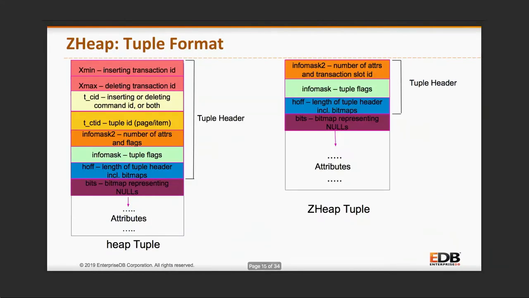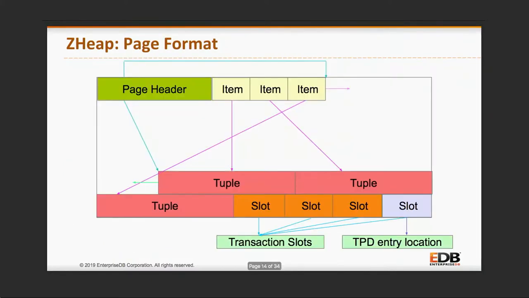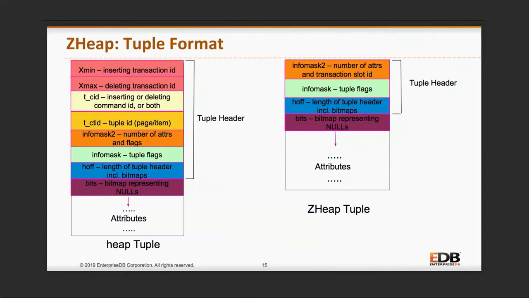Yes, and the next thing is the Zheap tuple format. As you can see, the size of the tuple header is pretty small. We have removed all the xmin transaction-related information and CID-related information from the Zheap tuple header. It is a 5-byte tuple header, which is pretty small compared to a heap tuple. We keep those transaction informations in the slot, and we keep a mapping from the tuple to the slot. We store this in t_infomask2, the number of attributes and transaction ID. So, yeah.